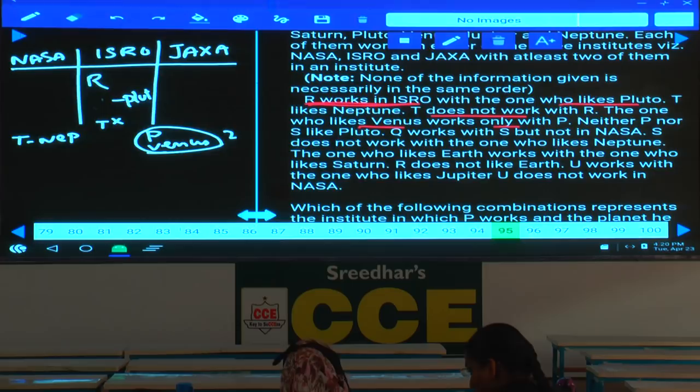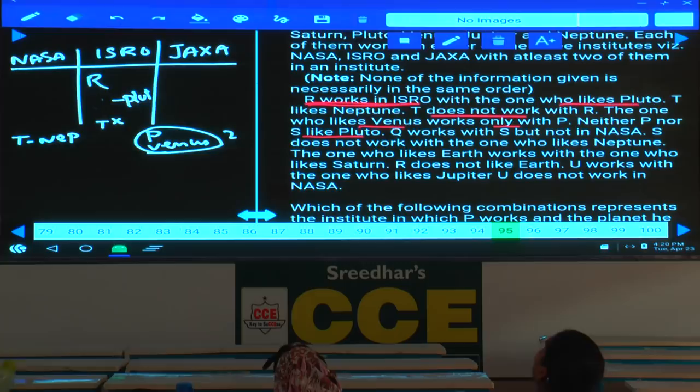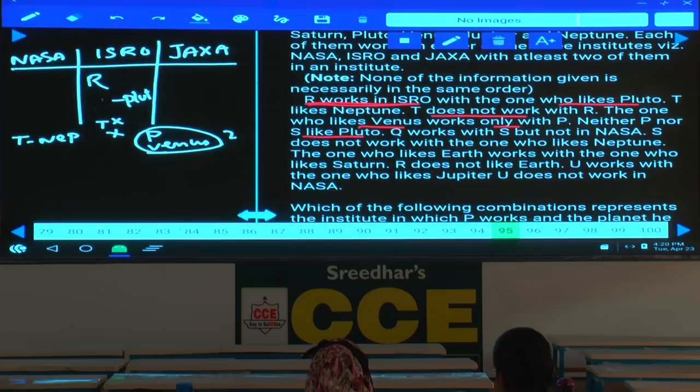Neither P nor S likes Pluto. As P does not like Pluto, P and Venus in ISRO is completely ruled out. Now P and Venus cannot be in ISRO, hence P and Venus can be in NASA or can be in JAXA. Hence how many possibilities? Two possibilities. Let us write down the two possibilities. P is here. If P is here, then Venus will be here. As Venus is here, there must be only two people. There is no other person in this.